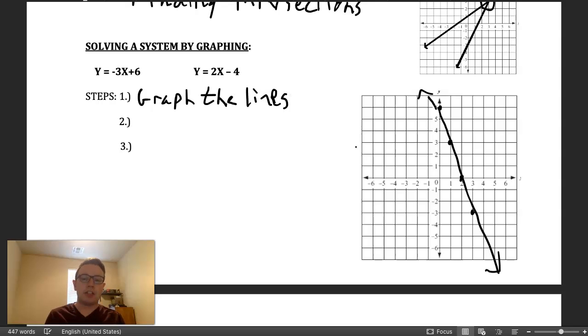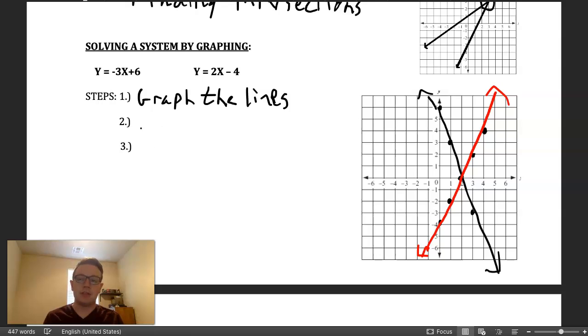Now we're going to graph the other one, 2x minus 4. So we're going to go down to minus 4. Then we're going to go up 2 over 1, up 2 over 1, up 2 over 1. Get as many of these as possible to make our straight line as straight as possible. From here, we graph this line. Let's do another point down here. And we've done step 1.